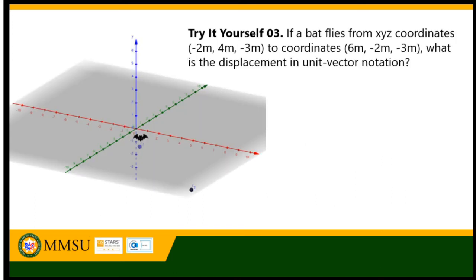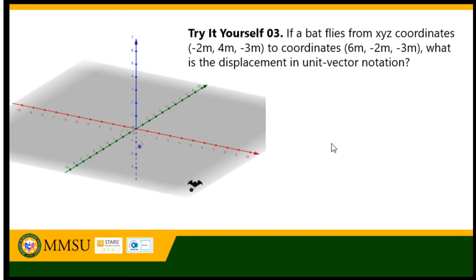And for the last item, if a bat flies from xyz coordinates negative 2 meters, 4 meters, and negative 3 meters, to coordinates 6 meters, negative 2 meters, negative 3 meters, what is the displacement in unit vector notation? The image shows the initial location of the bat. Then it moves to the second position.